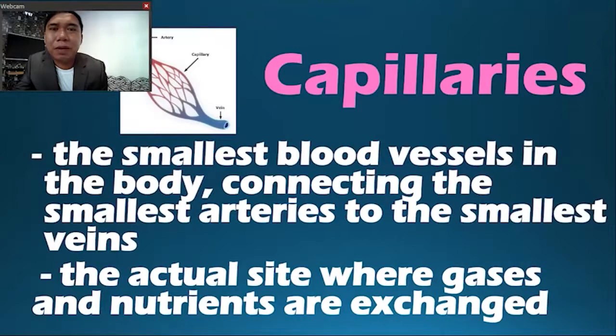So, the capillaries are much smaller than the veins. The diameter of the tube of this blood vessel is very thin, 10 times thinner than one strand of our hair. Amazing, so thin. It is the smallest blood vessel in the body, connecting the smallest arteries to the smallest veins. This is the actual site where gases and nutrients are exchanged.